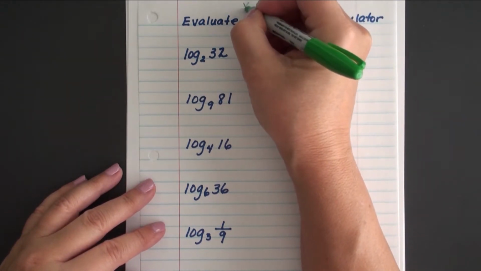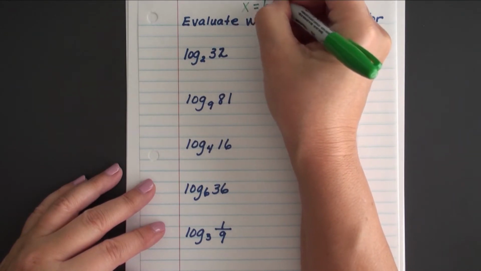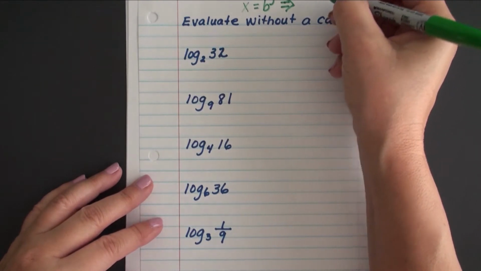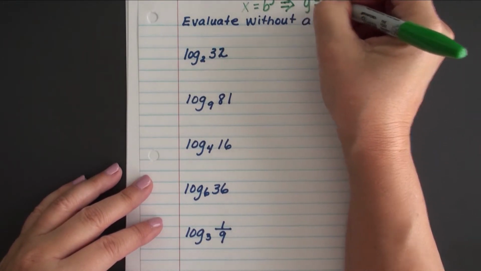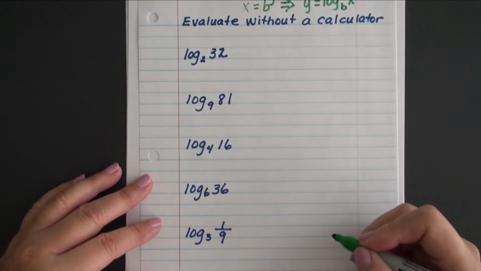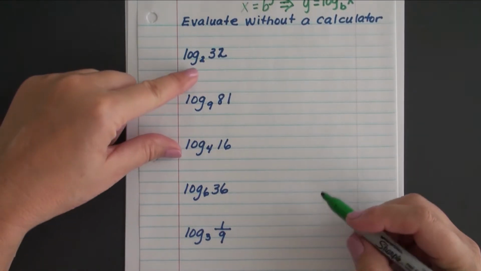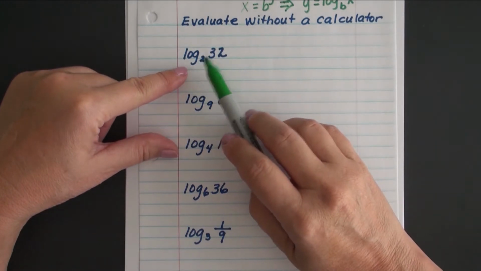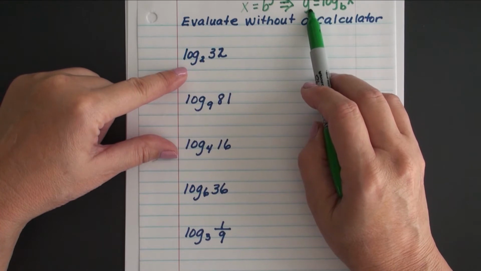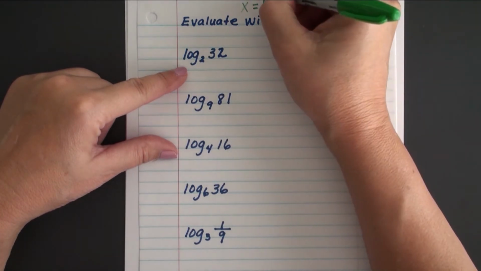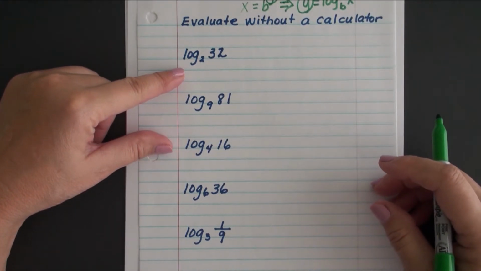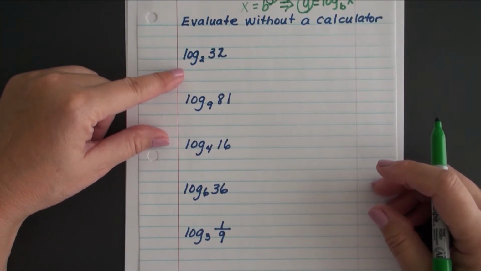So we go back to our definition. x equals b to the y is equivalent to y equals the log base b of x. So when we are determining the log base b of x, we are talking about the exponent that the base is raised to give me x.